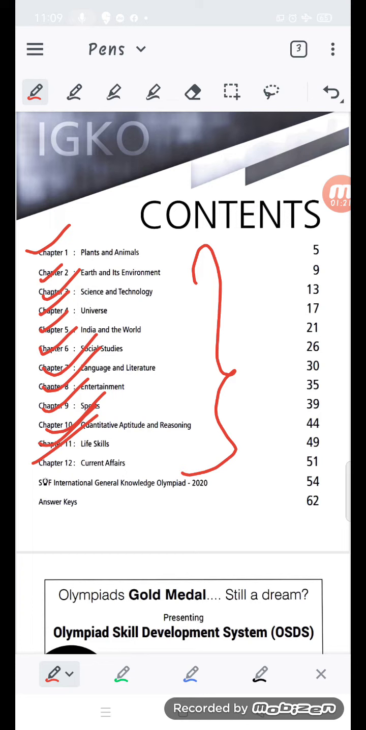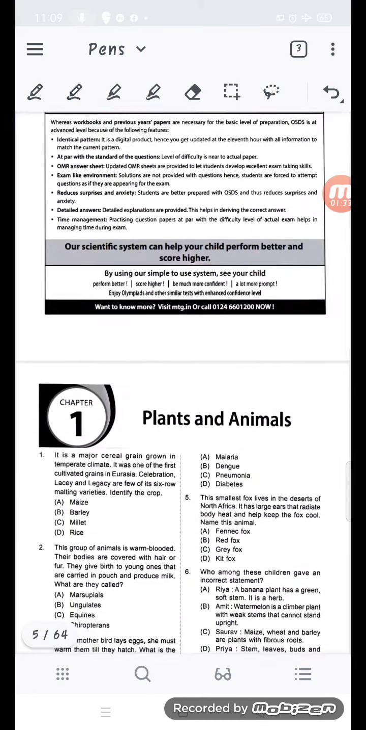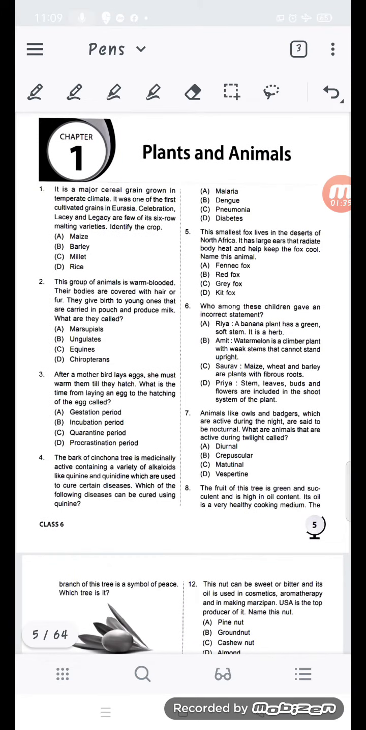So basically, I'm going to teach all the chapters one by one, and I'll give you the MCQ questions of these chapters. So let us begin with the chapters right now. Okay, we are coming with the first chapter of MCQ, that is plants and animals. Let us see what is plants and animals.